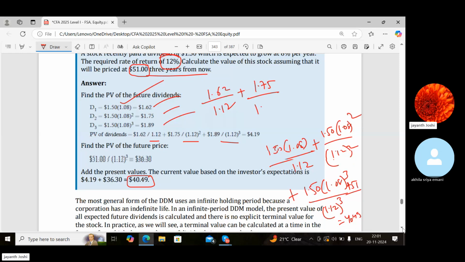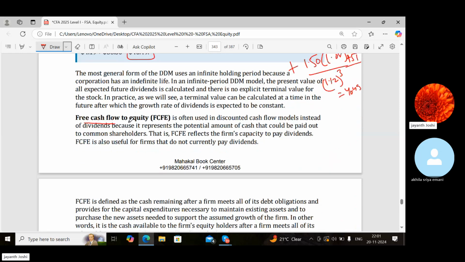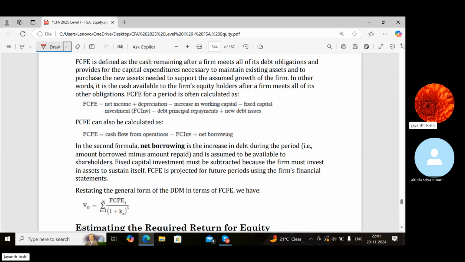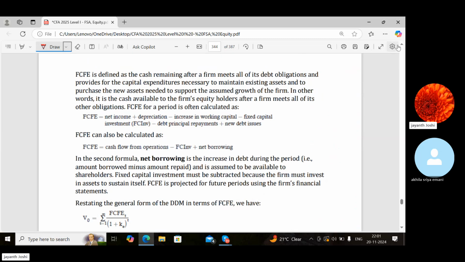Let's move forward. Now, free cash flow to equity. This is the question. This is the concept. For equity holders, what is the free cash flow to equity? For that, you can find it with the help of this formula. Cash flow from operations, that is cash flow from operating activities, which you can find from the cash flow statement. From that, they will be utilizing money to do some investment. Okay, capital investment. And then net borrowing.